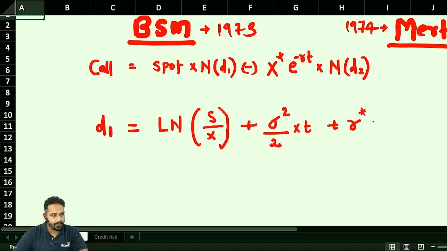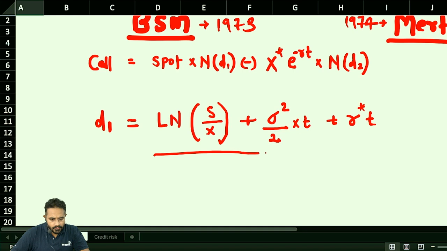And there's a reason why I've written these terms individually, because as we'll progress in this particular video, I'll show you some of the modifications in the formula as well, where we don't make use of this risk-free rate of return. Okay. So this is the first part. This is the numerator. Of course, this numerator needs to be scaled by a number.